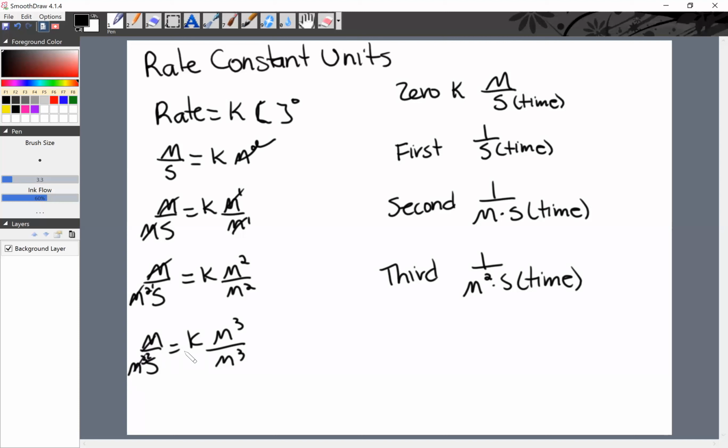So the units are very, very important. And you will always know them because zero order is always concentration per time. First order is always inverse time. Second order is always 1 over concentration, 1 over time. And third order is 1 over molarity squared, and the time is on the bottom as well. So that is how I came up with the constant units.